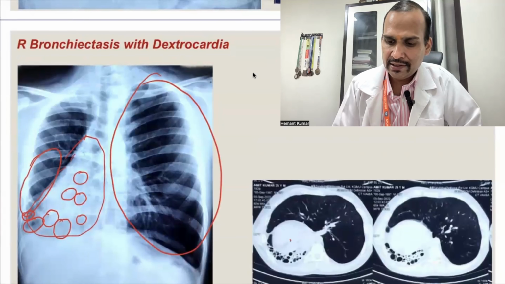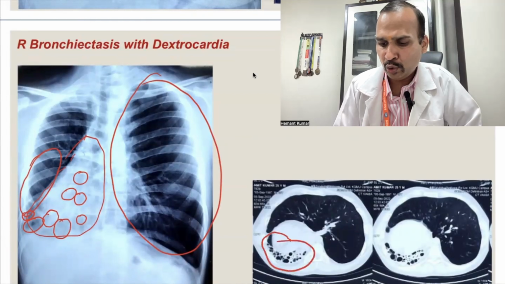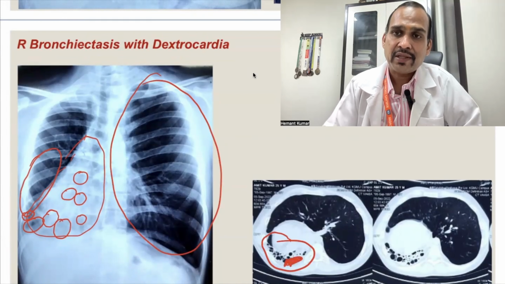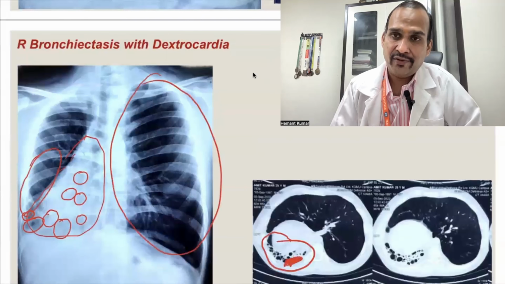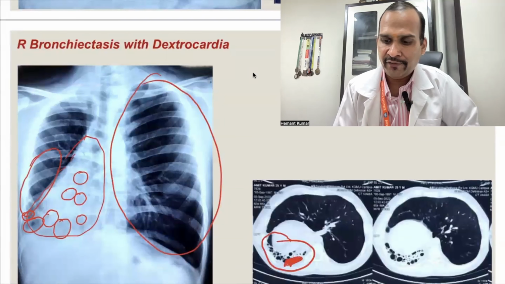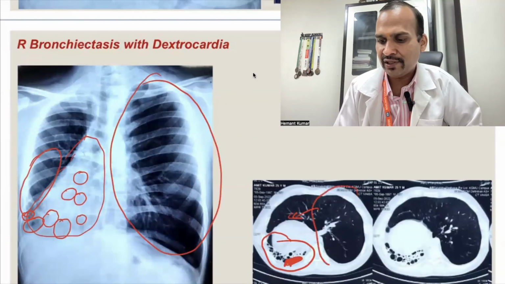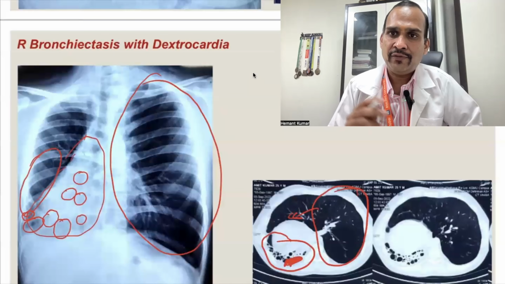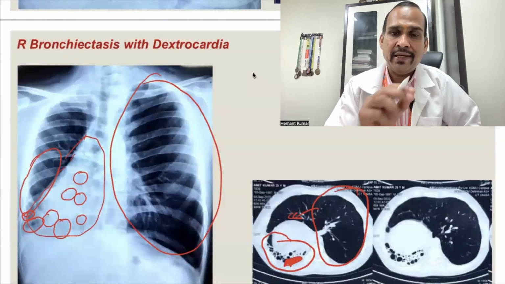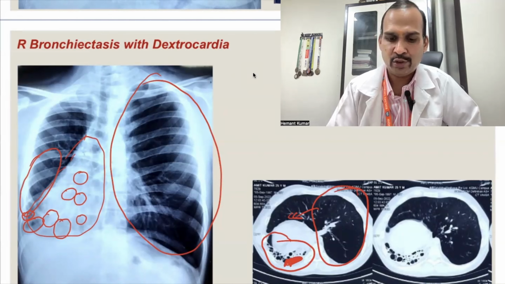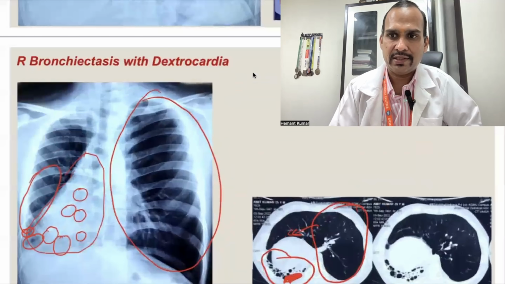If you see the CT scan, this is bronchiectasis. There is no lung parenchyma in this region. So this is cicatricial collapse with bronchiectasis. This is loss of volume. And if you see, the mediastinum is shifted towards the right side. There is hyperinflation of the left side. So if you find cystic lesions, it is bronchiectasis. And along with bronchiectasis, there is dextrocardia. So this is a case of Kartagener syndrome: dextrocardia with cystic bronchiectasis.